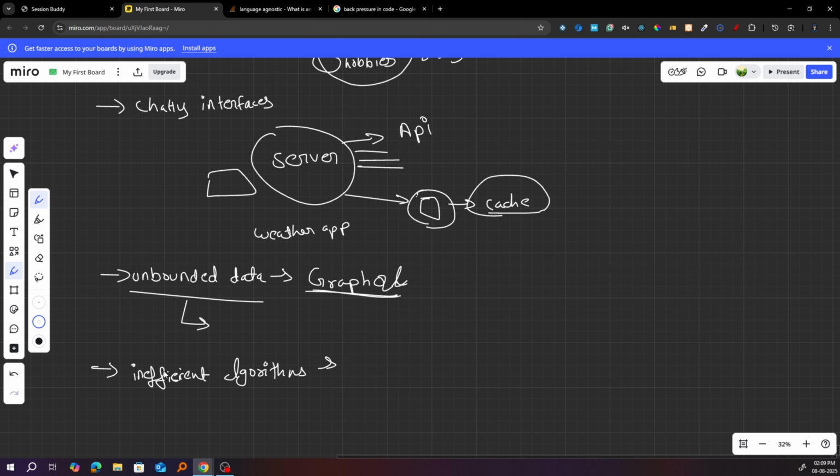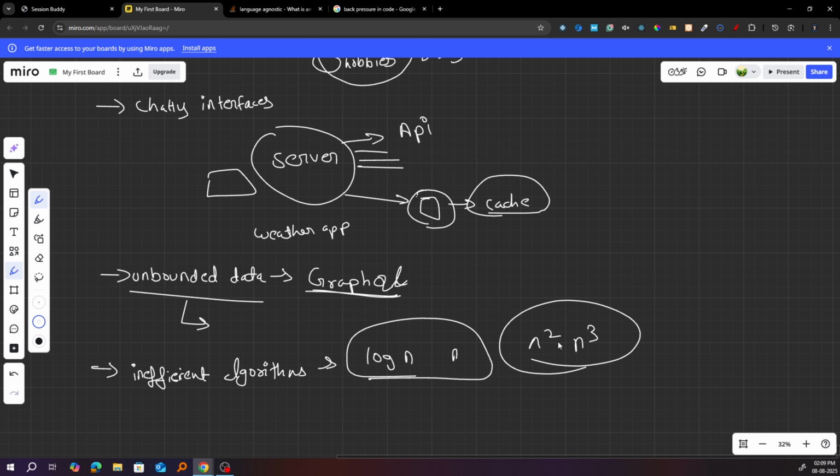Of course, when you are writing an algorithm, make sure that it's optimized. Try to optimize it as much as possible, till log n, or n, not more than that, right? N square or n cube, that's a bad algorithm. That's a brute force approach, so don't try to go with it.